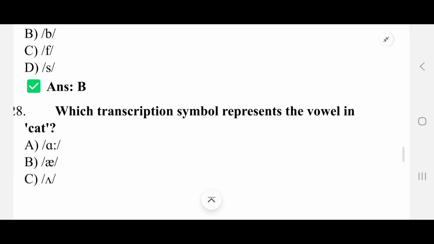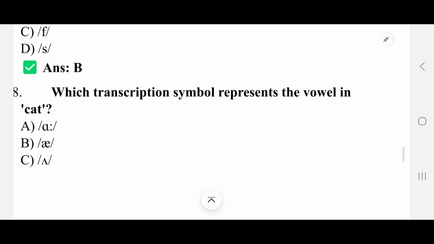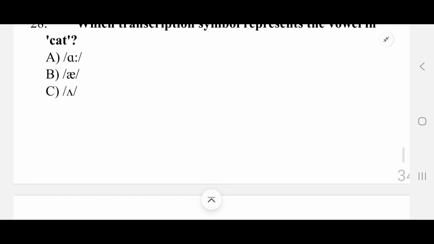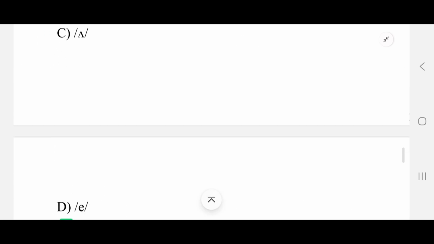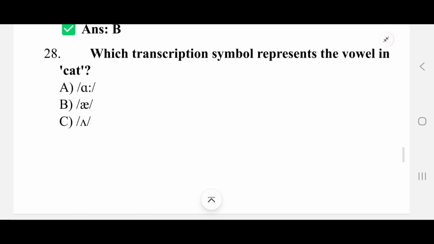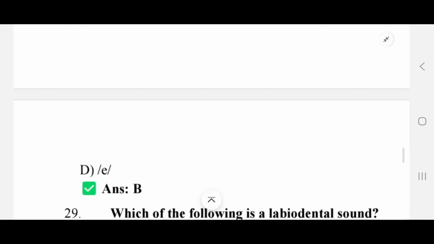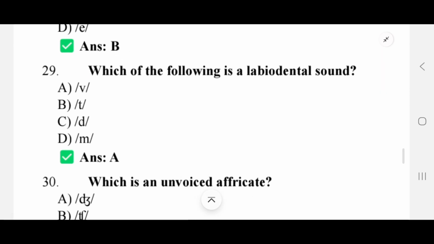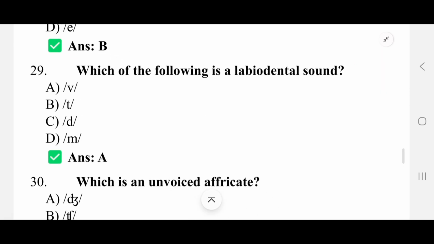Option B. Which transcription symbol represents the vowel in cat? So here the vowel sounds are given. So cat, option B is the right answer. Which of the following is a labiodental sound? V, T, D, M.